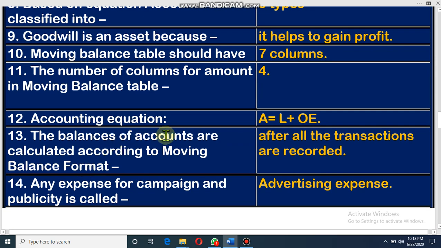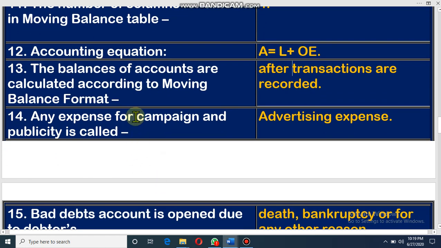Dear student, the balance of accounts is calculated according to the moving balance format after all the transactions are recorded. That means after the transactions are recorded, we find out the balance under the moving balance format. If it is T format, then it is calculated at the end of the period.